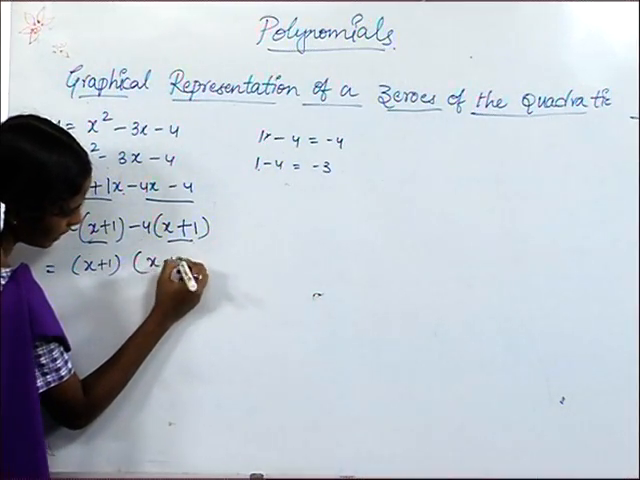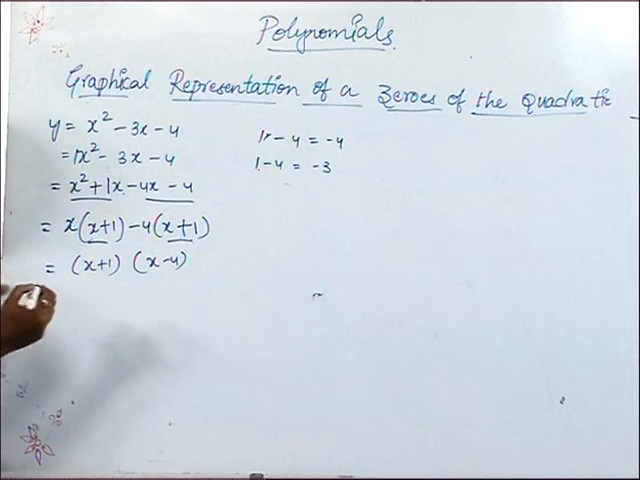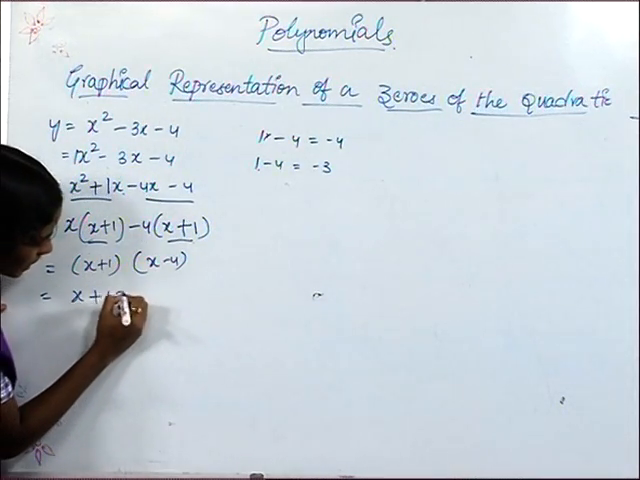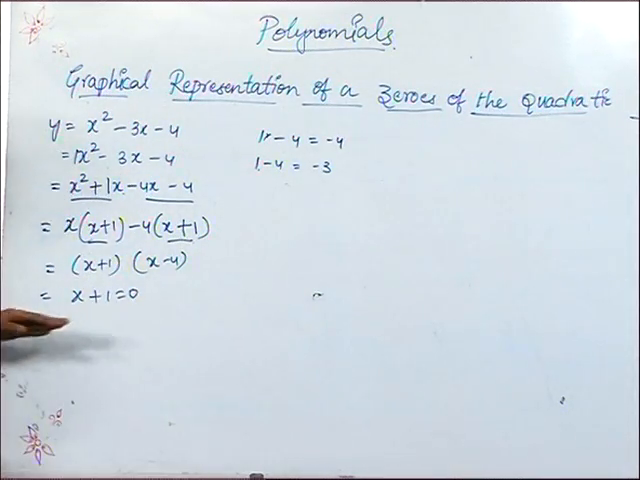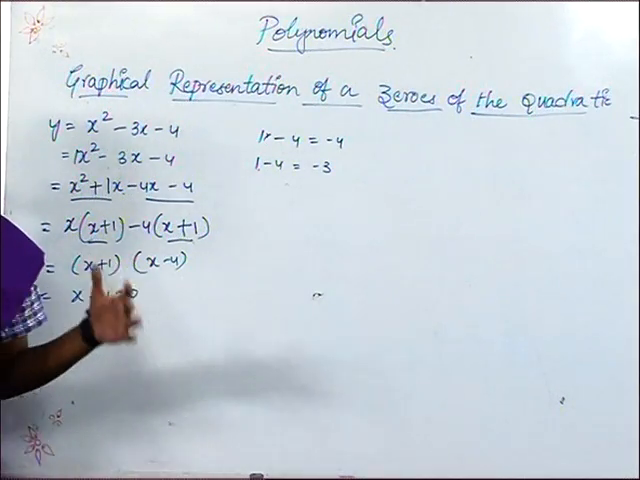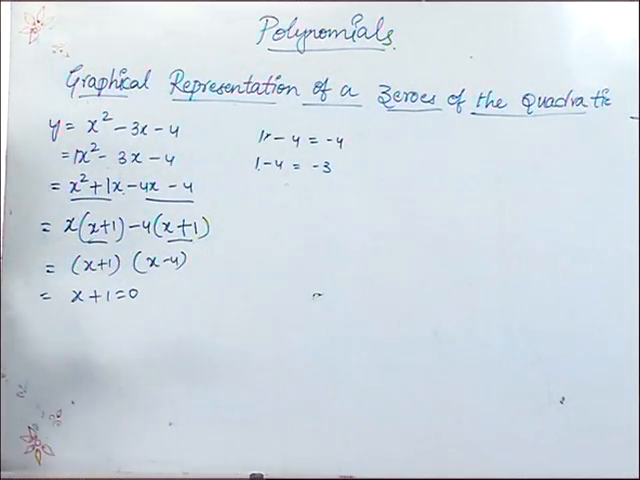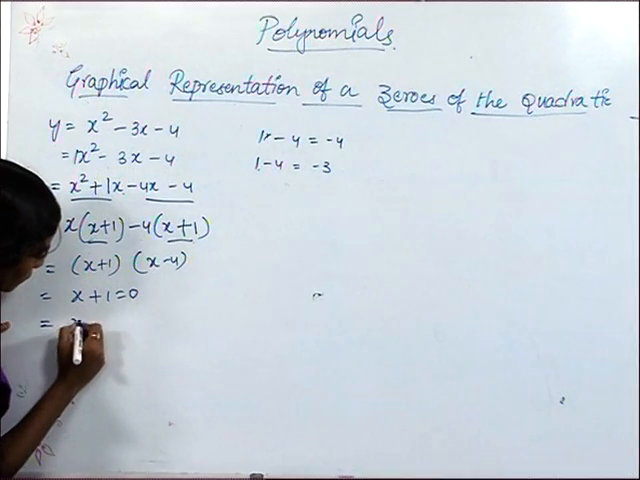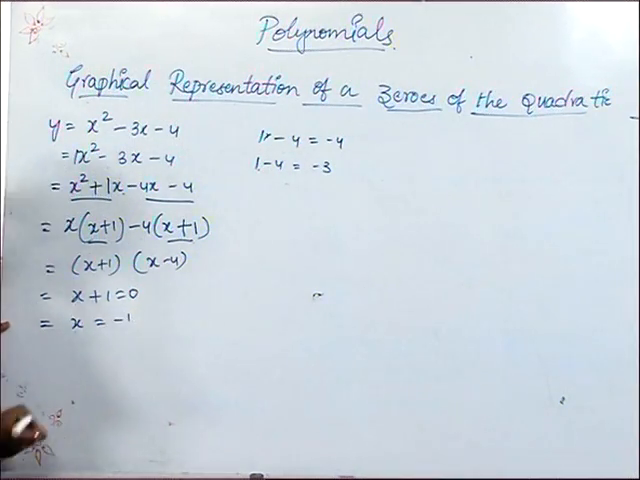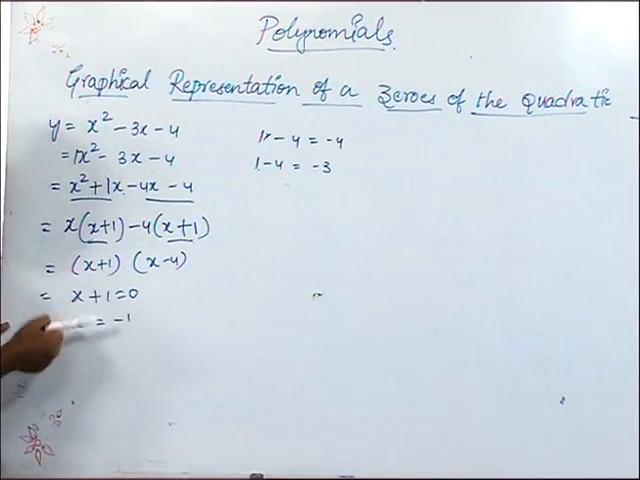So x minus 4. Here friends, x plus 1 equals 0. Here I am taking 0 because I am going to find the zeros of the polynomial. Now x is equal to minus 1. When plus 1 goes to this side, it becomes minus 1.